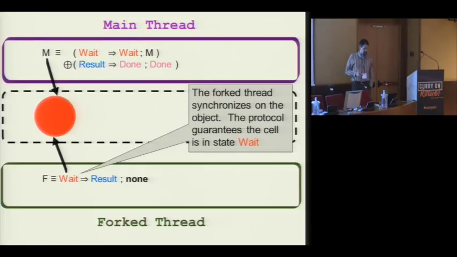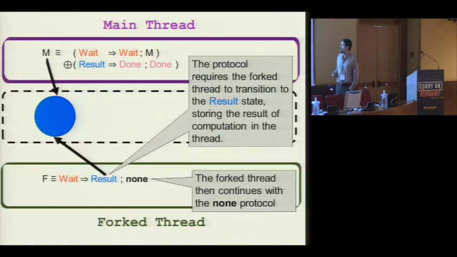On the other hand, and we could do that as many times as we want, at some point the forked thread will finish its computation. It will synchronize on the object. The protocol guarantees that the cell is in state wait, so we don't even have to test for that. We'll assign into that cell, so it changes state to the result state. And we'll store the result, any result of computation we want to pass in. We're modeling it as an integer here, which I'll show in the next slide. And the forked thread then continues with the none protocol.